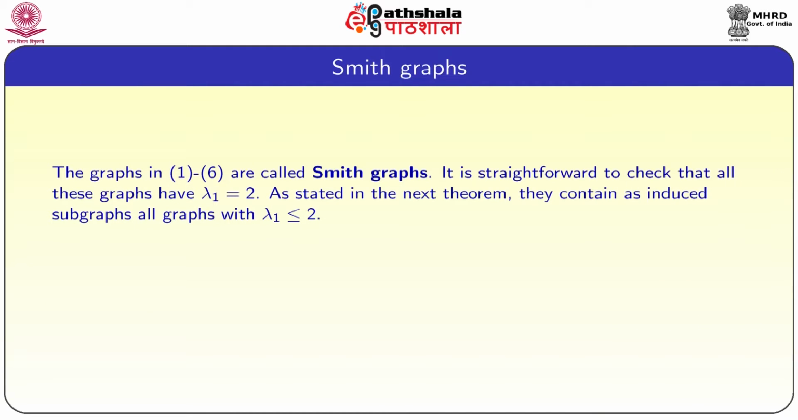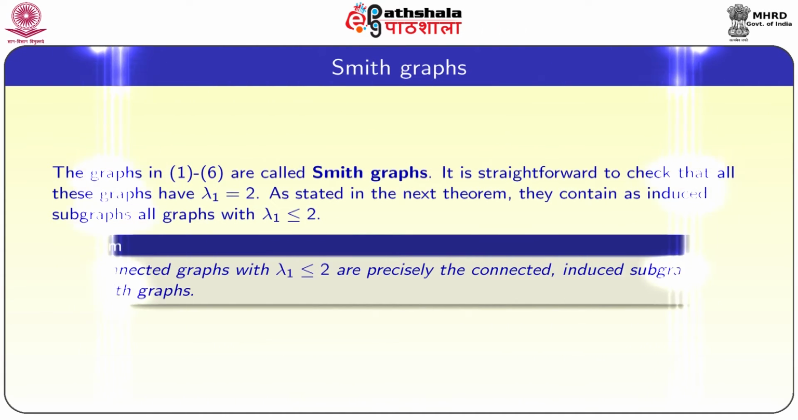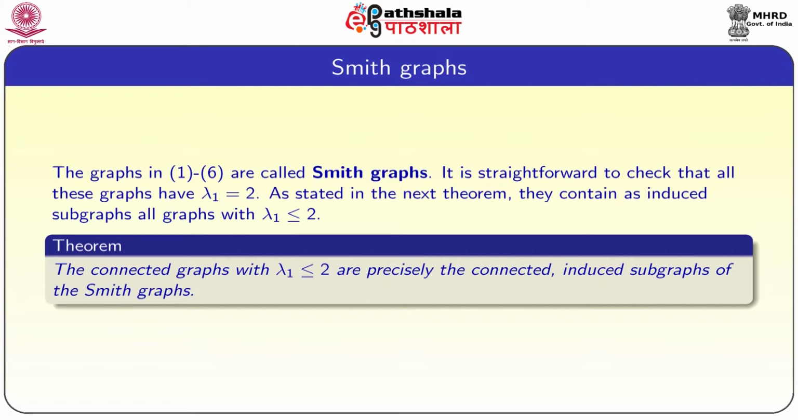So, all those graphs which we discussed in the previous slide, that is 1 to 6, are called Smith graphs. It is straightforward to check that all these graphs have λ1 equal to 2, the largest eigenvalue is equal to 2. As stated in the next theorem, they contain induced subgraphs of all graphs with λ1 less than or equal to 2. So, the theorem is: the connected graphs with λ1 less than or equal to 2 are precisely the connected induced subgraphs of Smith graphs.